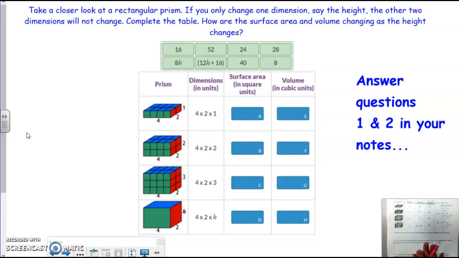So for question 2, it says, how are the surface area and the volume changing as the height changes in the table? Okay, well, your volume changes by a factor of the scale factor.